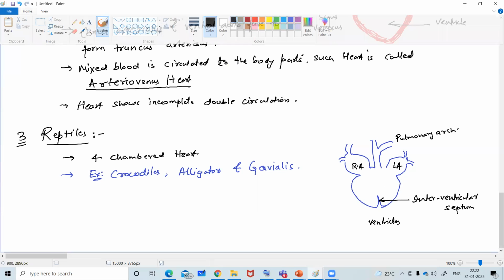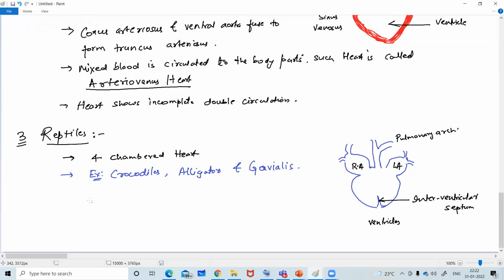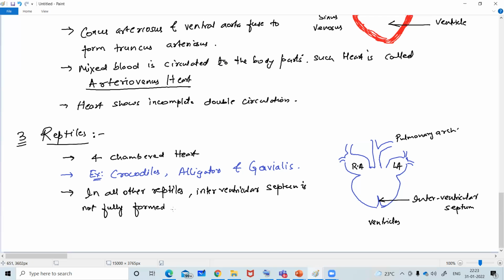So in the next point, you can say that septum is not fully developed in the reptiles. Now the third point, in all other reptiles, interventricular septum is not fully formed. It is incomplete. You can write here incomplete.